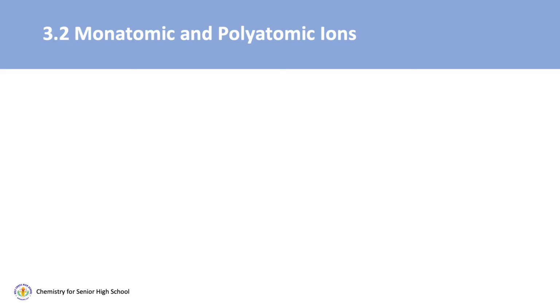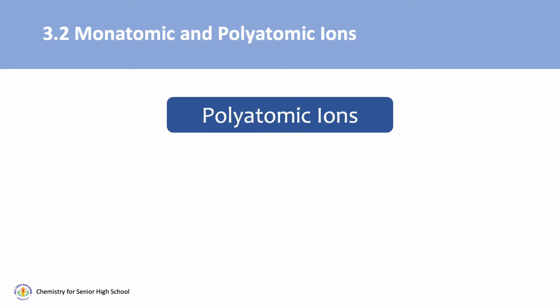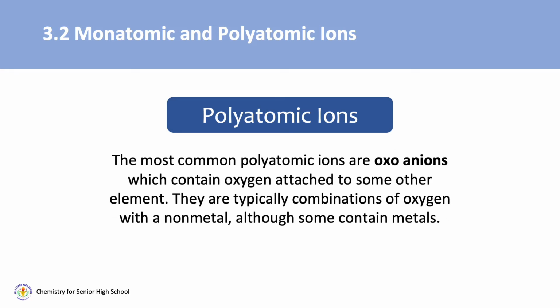Now we have the second topic of this lesson, the polyatomic ions. The most common polyatomic ions are oxoanions, which contain oxygen attached to some other element. They are typically combinations of oxygen with a nonmetal, although some of them do contain metals.